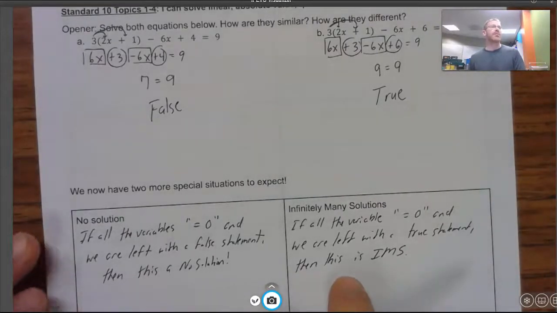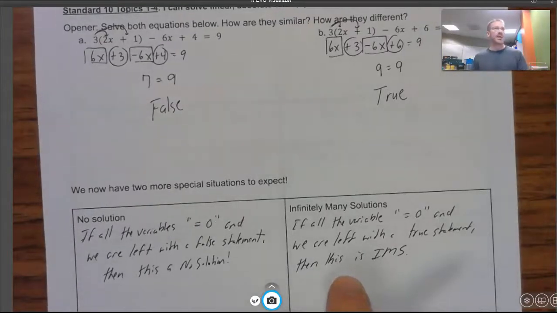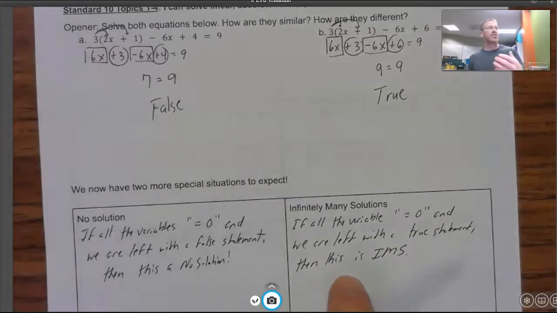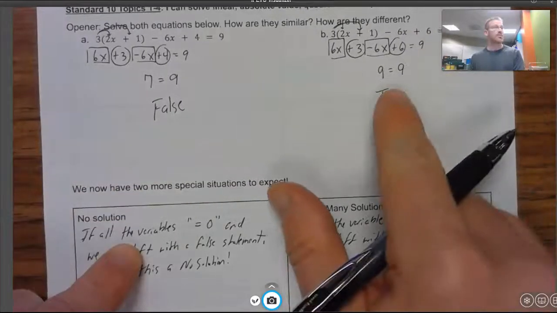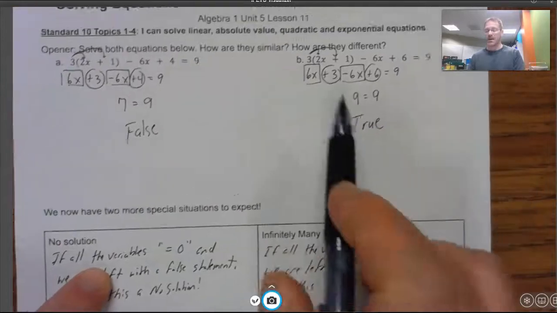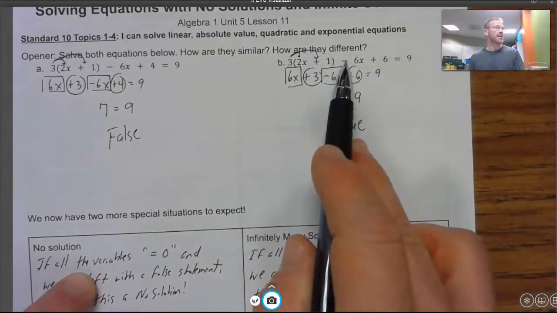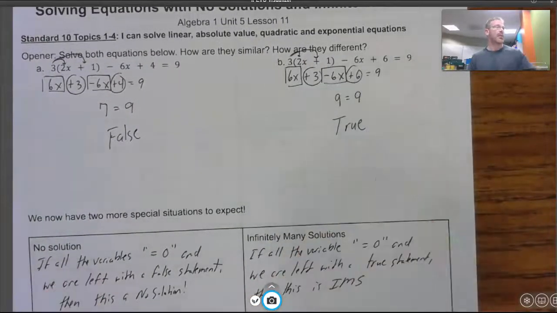Now, once again, we won't know this until the very end. So you go through the problem the exact same way. But you have to understand what happens if all my variables equal 0. I have to interpret that result. If it's a false statement, that means there are no solutions. If it's a true statement, that means there's infinitely many. So you can pick any value you want for x and plug it into this equation, and it will always work.